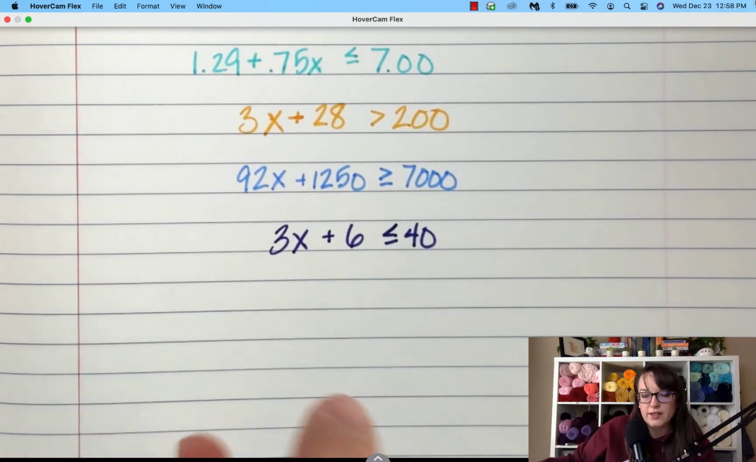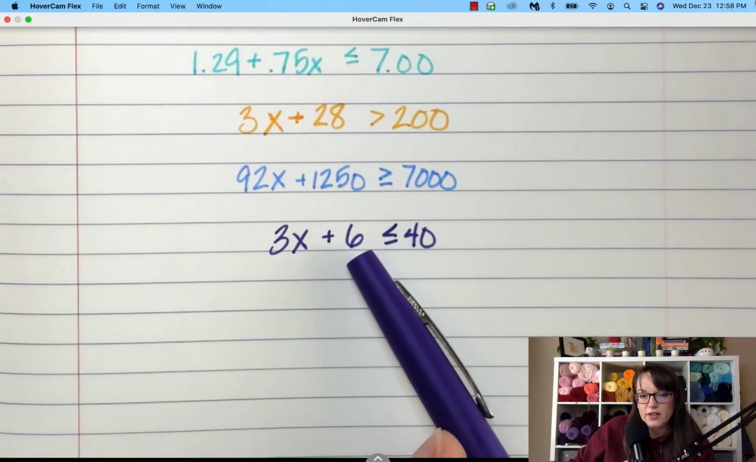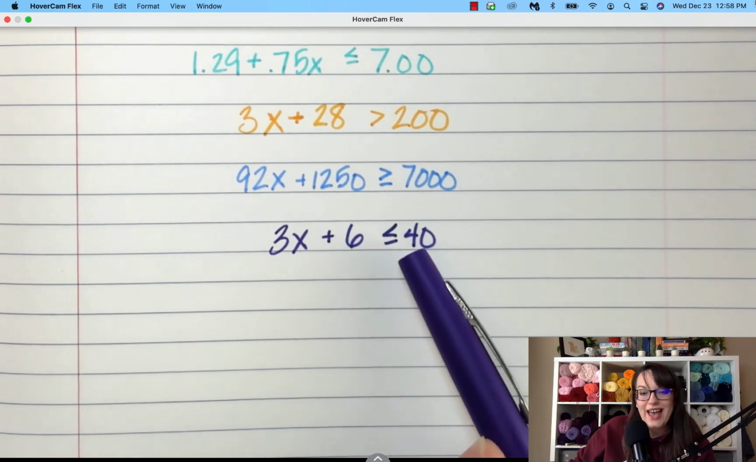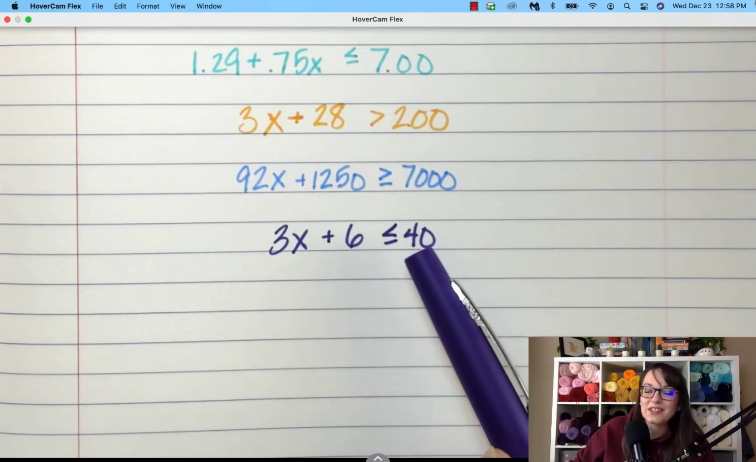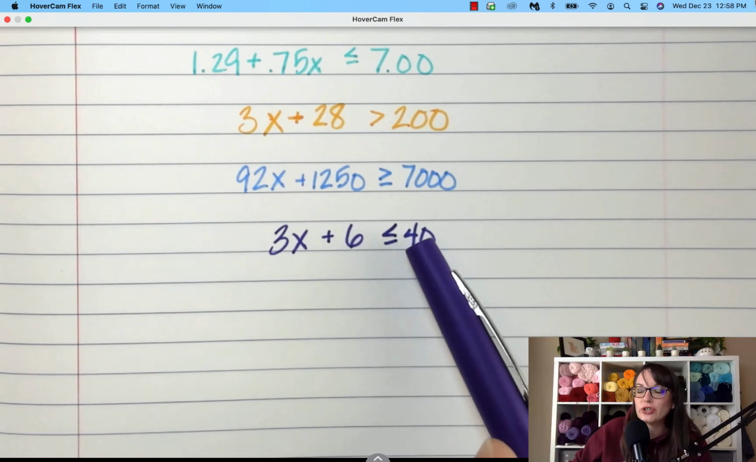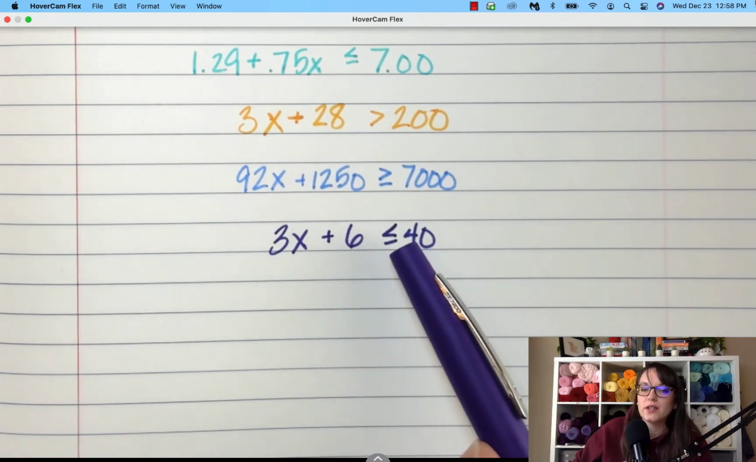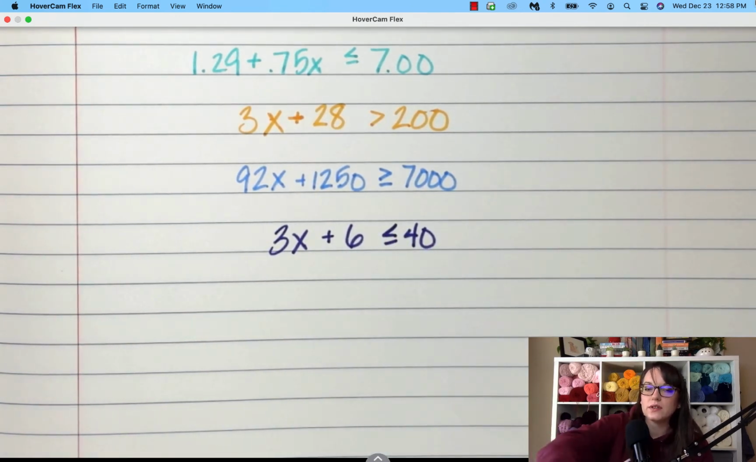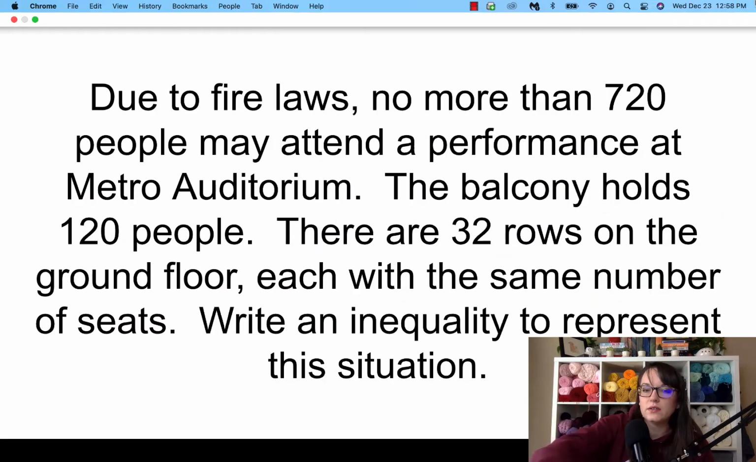Each ride costs $3 plus the $6 entry fee, and she has $40 max, so she cannot spend more than $40, but she could spend exactly $40. So it's less than or equal to. All right, let's look at another one.